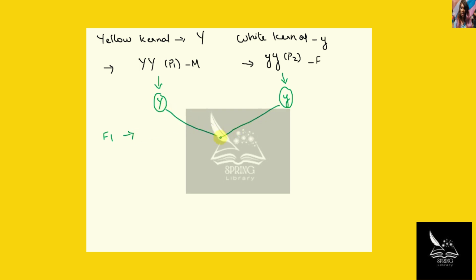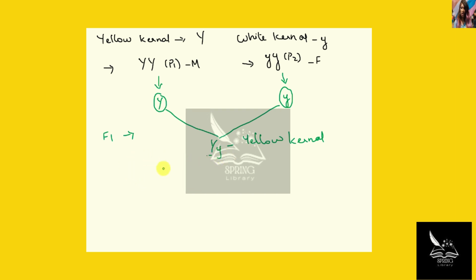Now, the phenotype and genotype of the F1 plant, or F1 first generation, will be, when these gametes are crossed, we are getting a heterozygous genotype, that is capital Y and small y, that will be having yellow kernel because yellow is dominant over white and one capital Y is present in the genotype, which indicates it will be heterozygous but dominant type.